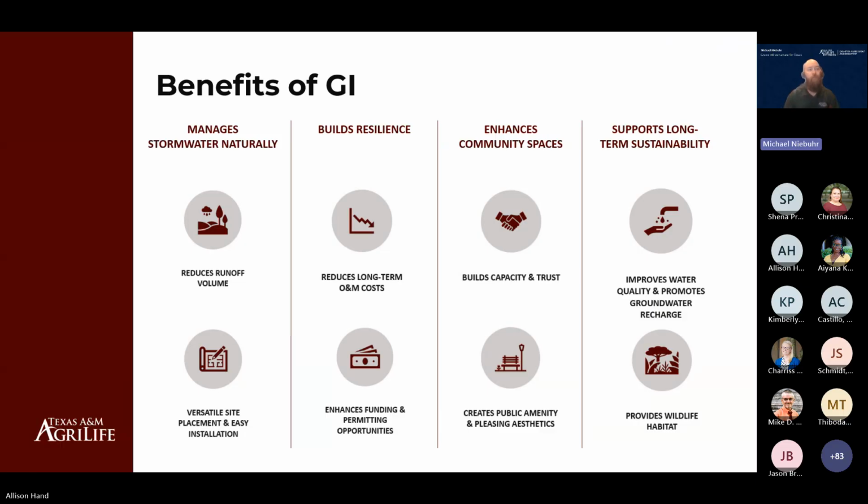So green infrastructure delivers multiple benefits that go far beyond just managing that stormwater. Obviously that's a big aspect of it. It handles that stormwater naturally, slowing runoff, reducing volume, relieving pressure on your drainage systems. And these practices are flexible. They can be easy to install. They can fit into your already existing community, your streets, parking lots, and neighborhoods. Secondly, it builds resilience. Green infrastructure can lower long-term operations and maintenance costs. It often aligns well with funding and permitting programs that are now starting to prioritize those nature-based solutions.